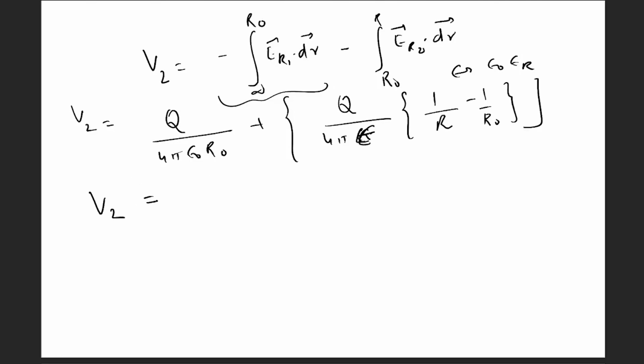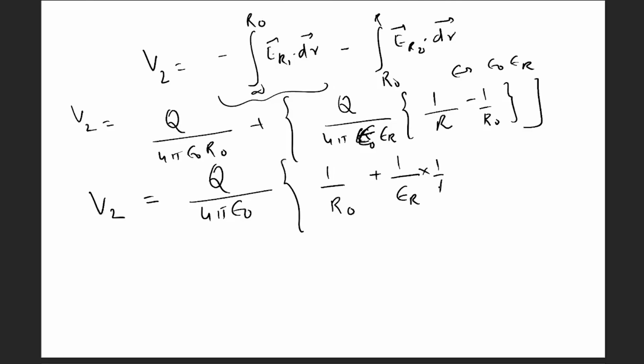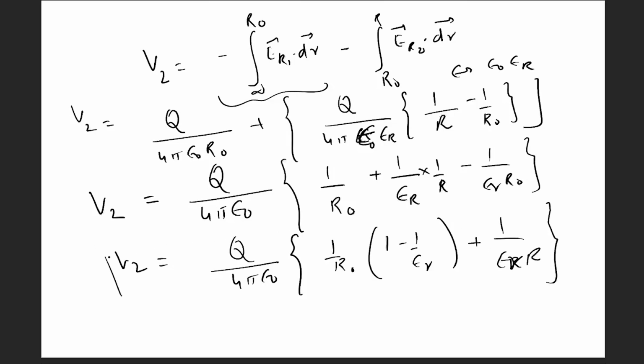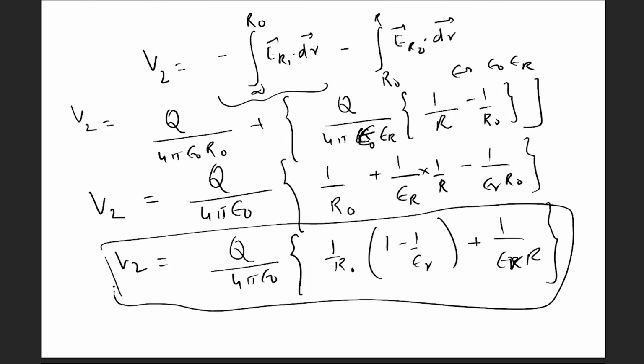So V2 will be q by 4 pi epsilon naught, I will take common 1 by r naught plus, writing epsilon as epsilon naught epsilon r, 1 by epsilon r into 1 by r minus 1 by epsilon r into r naught. Or I can write it further as q by 4 pi epsilon naught into 1 by r naught, taking common (1 minus 1 by epsilon r) plus 1 by (epsilon r into r). So this is the potential at the Gaussian surface inside the dielectric.